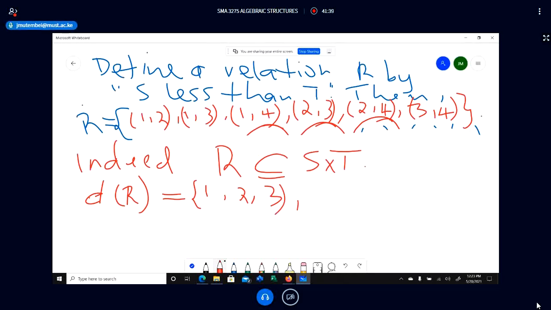And the range of R, let me have it down here. The range of R will comprise of the set of all the second elements in those pairs. So we shall have the range as 2, 3, 4. So depending on how the relation is defined, you can obtain its domain, you can also obtain its range.